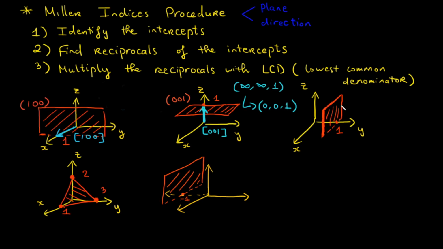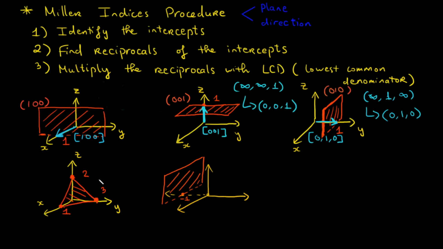So let's try this one right here. The intercept point is going to be infinity for x, and 1 for y, which you can see right here, and infinity for z. So the reciprocal, we get 0, 1, 0. And from this, you can say that your directional vector is going to be 0, 1, 0. And this plane right here is going to be the 0, 1, 0 plane.